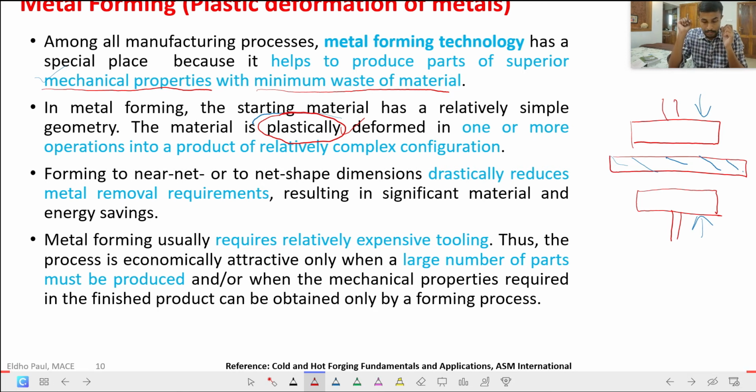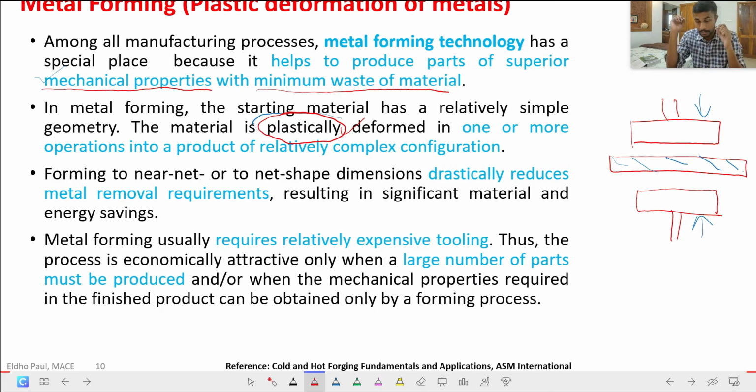Forming to near net or net shape dimensions drastically reduces the metal removal requirement, resulting in significant material and energy saving. I already explained that in machining processes we have to remove material from the raw material to get the final product. But in metal forming operations, we don't need to remove material. We just need to deform the raw material to get the final product. So we can save energy as well as material using these metal forming operations.